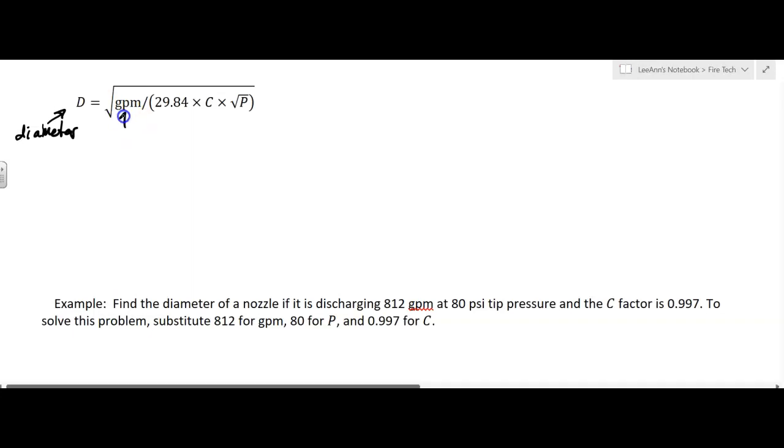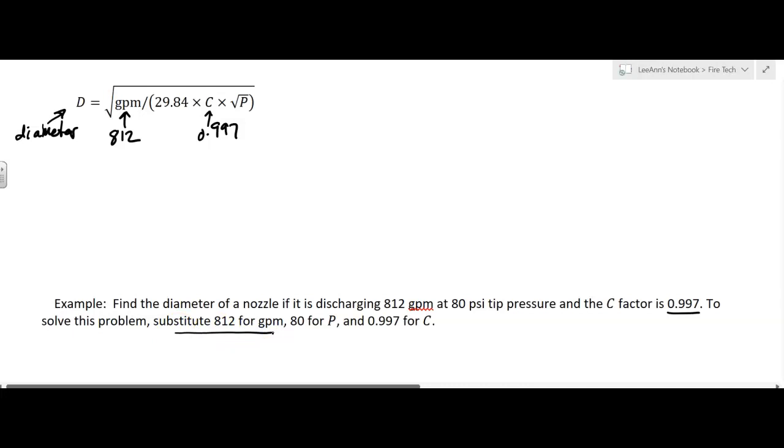Okay, so GPM is going to be 812. And at 80 PSI tip pressure, okay, I'm not sure on that one. Oh, this is written down here, sorry. And the C factor is 0.997. And then it says, to solve this problem, substitute 812 for GPM.